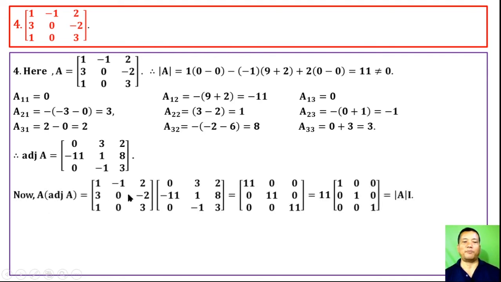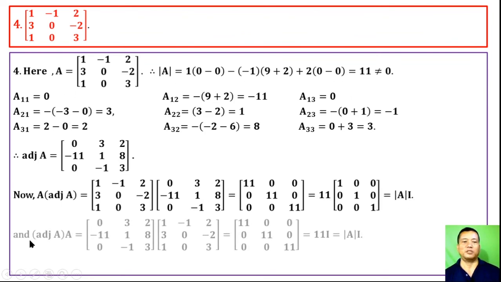Now A into adjoint A: multiplying the values, the actual product is 11 times the identity, that is the determinant of A into I. Similarly, adjoint A into A, multiplying the values, the product is again 11 into I, which equals the determinant of A into I.